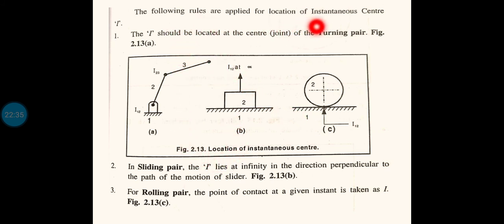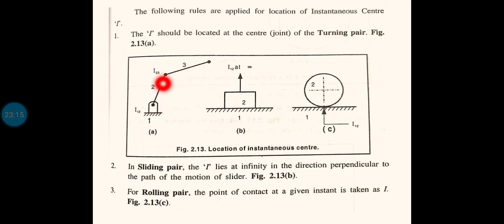The following rules are applied for location of the instantaneous center I. First one is, the I should be located at the center of the turning pair. You can see this one is the turning pair. Actually a pair means two bodies in contact. That is what is known as the pair. Two links in contact is known as a pair. And if one link is rotating about the other link, that is, the motion of one link is rotary about the other link, then we will count it as a turning pair.